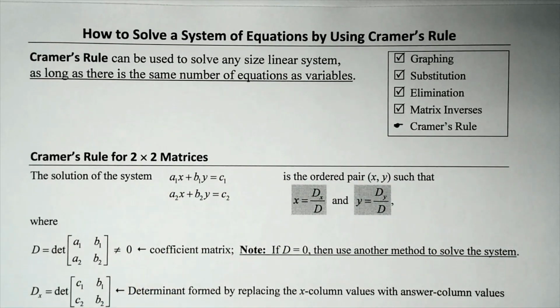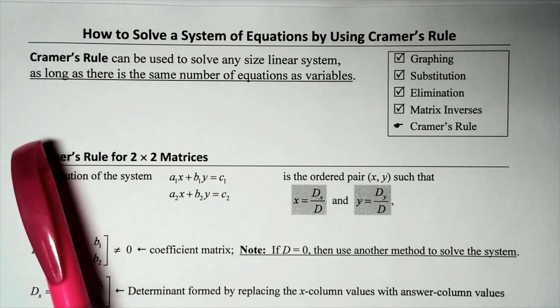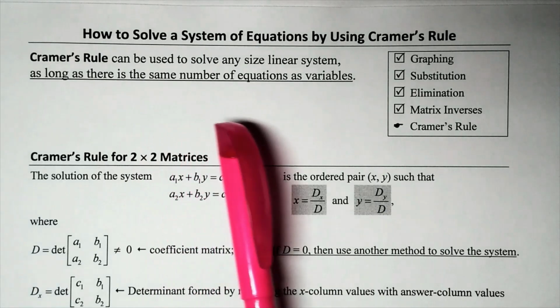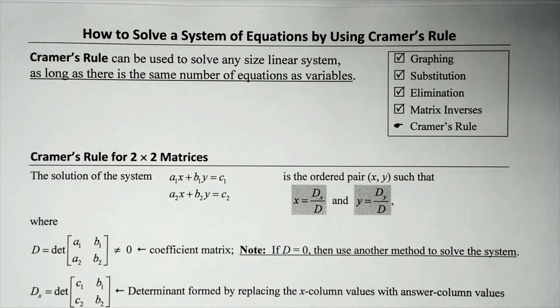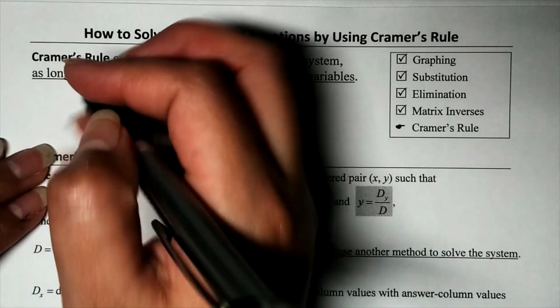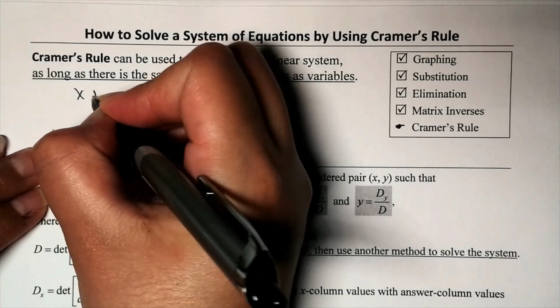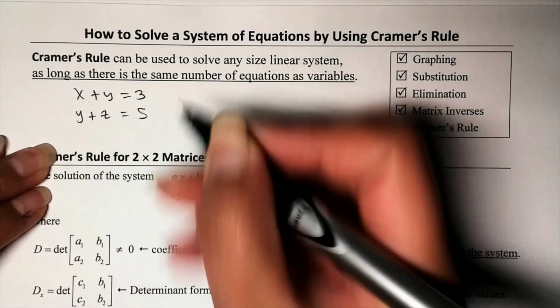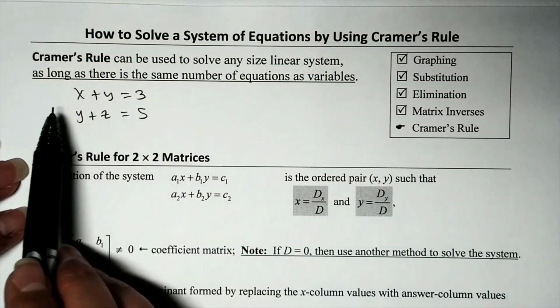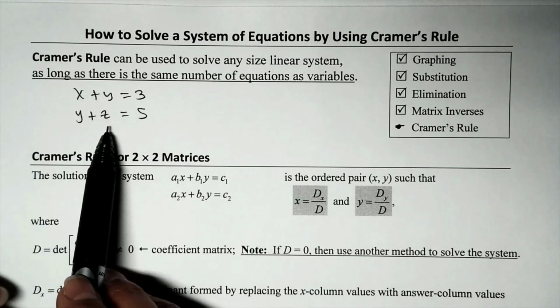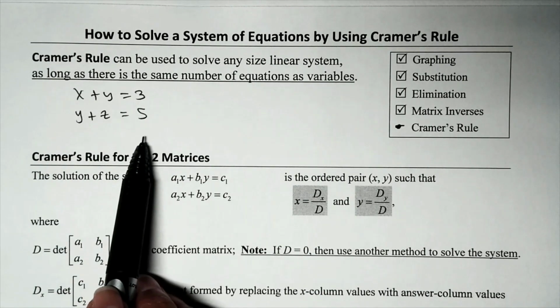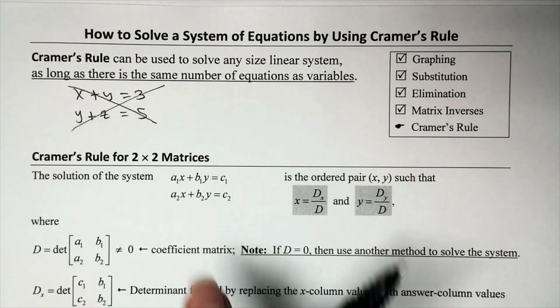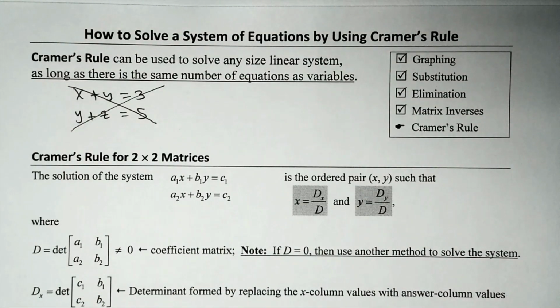Cramer's rule is pretty neat. We can use it to solve any size linear system, as long as there is the same number of equations as variables. So for example, if we had x plus y equals 3 and then y plus z equals 5, in this case we have a total of 3 variables, so we're expected to have 3 equations. We don't have 3 equations, so we wouldn't be able to use Cramer's rule. It's okay, we can use another strategy.